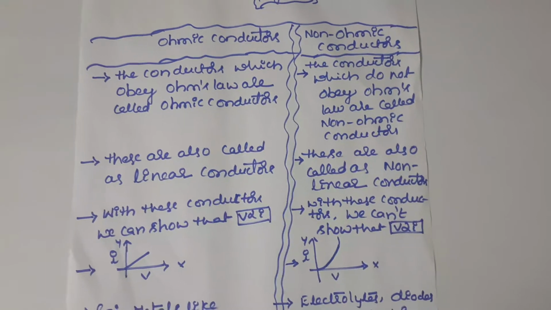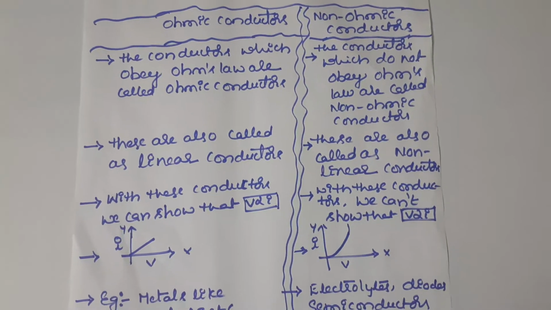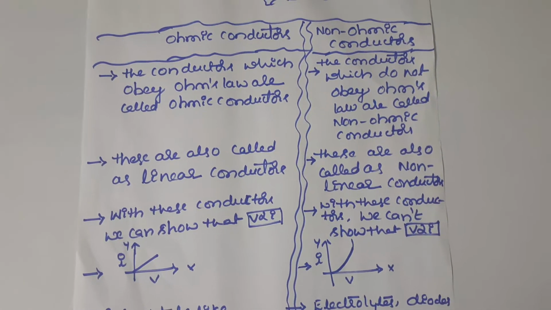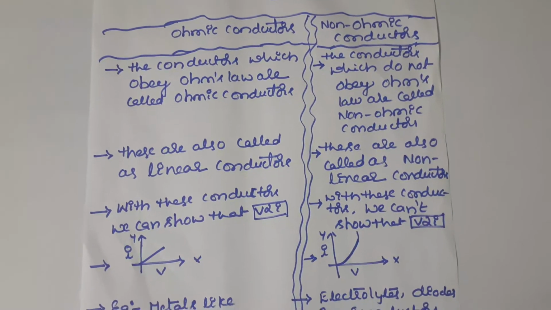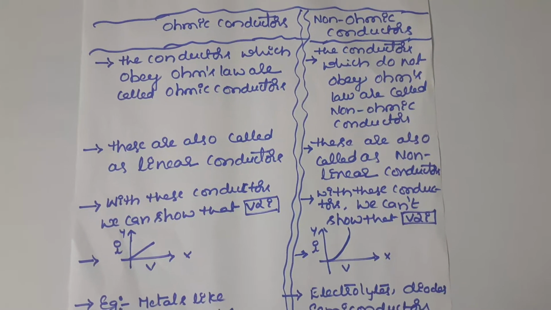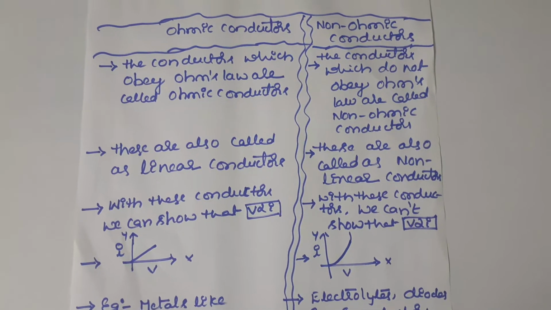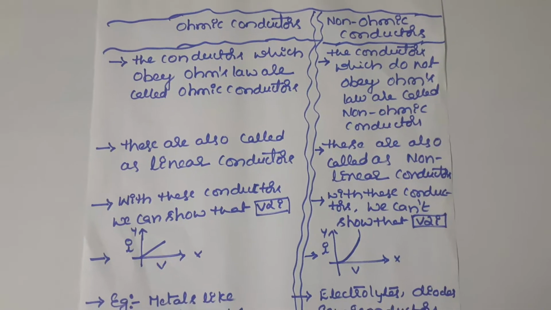But why are ohmic conductors called linear conductors? The graph drawn between potential difference V and current I is a straight line. It is linear. That is why ohmic conductors are called linear conductors. The graph drawn between V and I in the case of non-ohmic conductors is not linear. It is non-linear, it is curved. That is why these are called non-linear conductors.